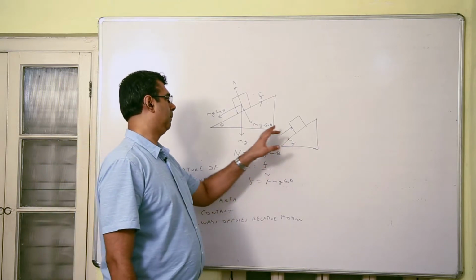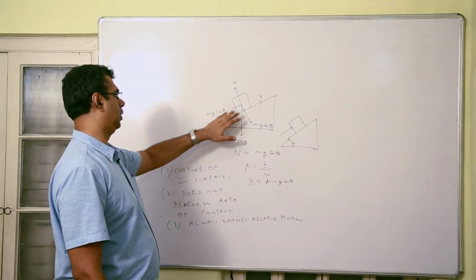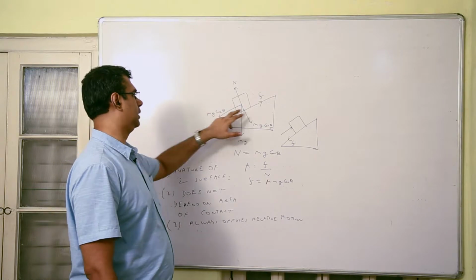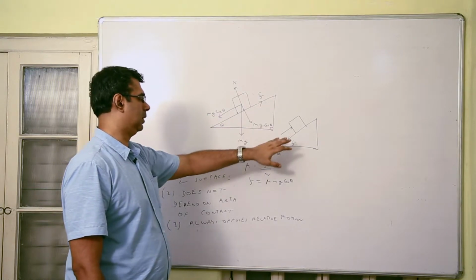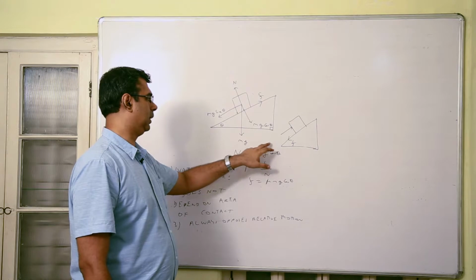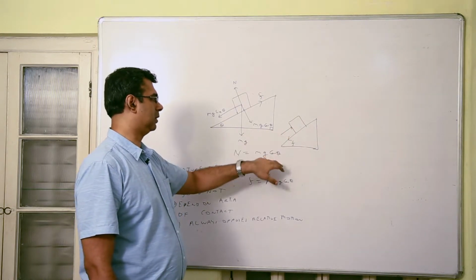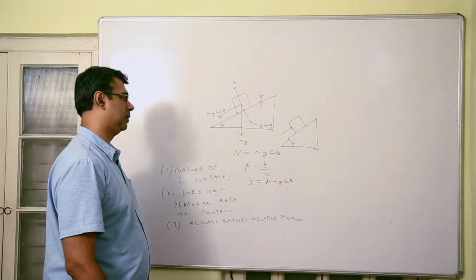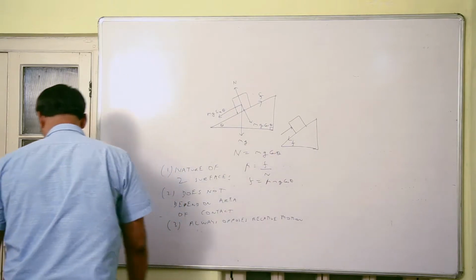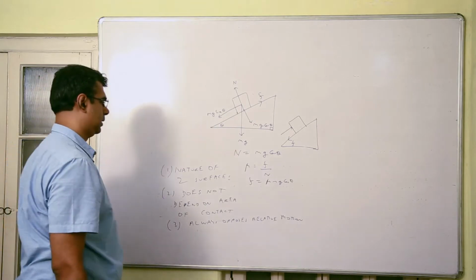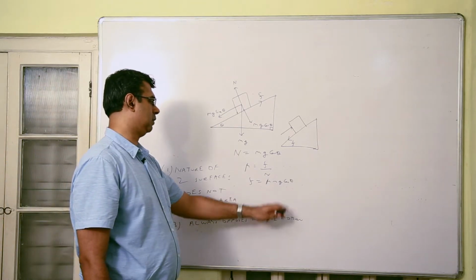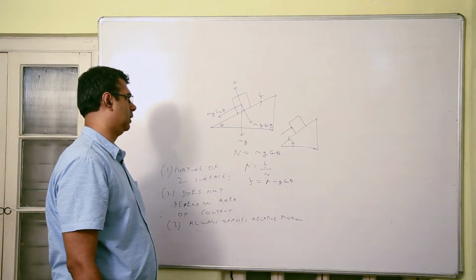So if this is the diagram, the block is trying to slide down due to gravity, then friction will act this way. But if this is the diagram, some external force is being provided on this block, then the friction will act this way, because it will try to stop the relative motion. So in both cases, the value of the friction force will be mu into mg cos theta.